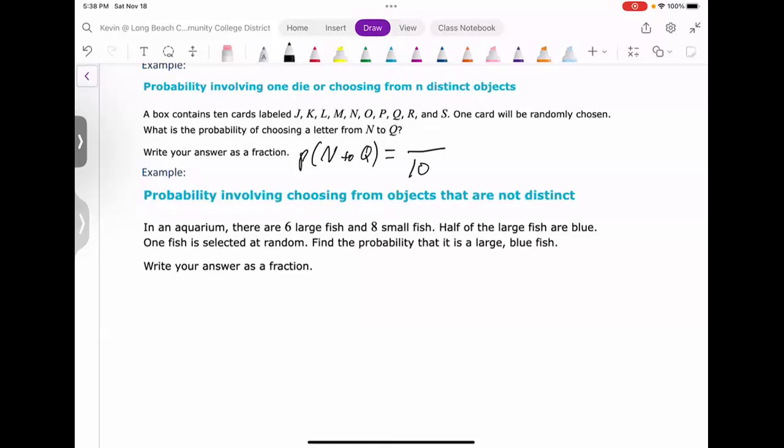And how many of them are from N to Q? Let's mark that up. N to Q. I'm seeing 1, 2, 3, 4. And we can reduce it. We don't need to reduce these unless it says to. But ALEKS will accept either. So both of these are correct answers.